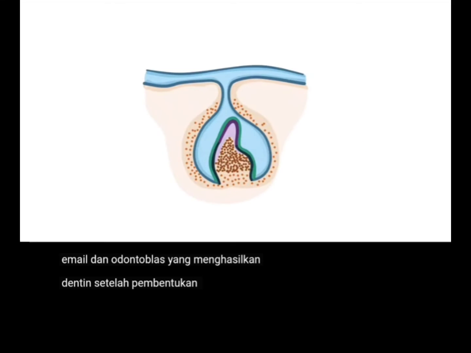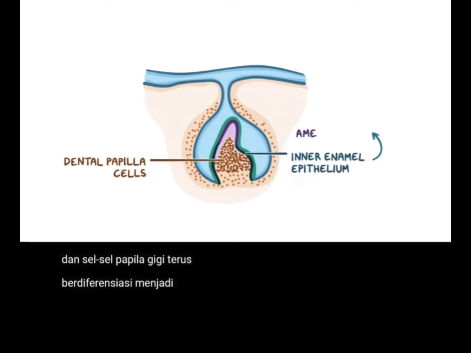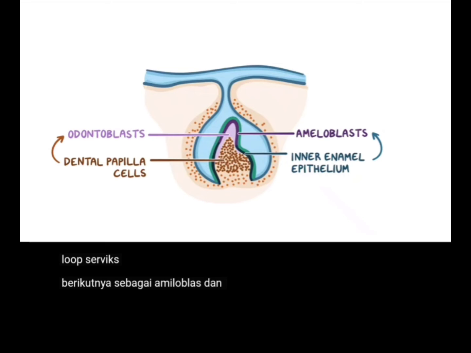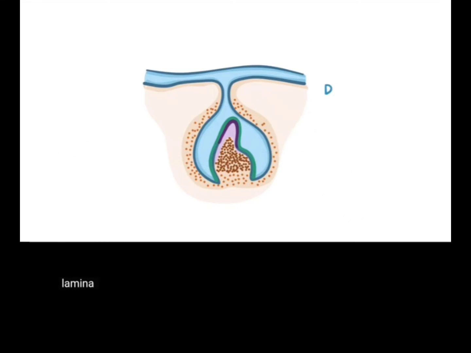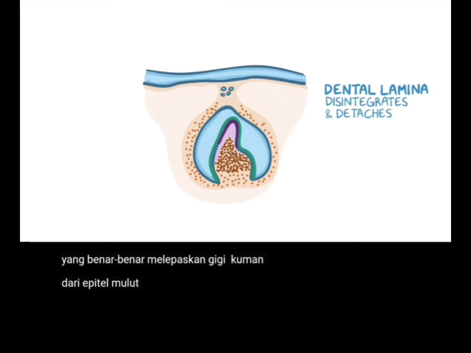Following cusp formation, the inner enamel epithelial cells and the dental papilla cells continue differentiating into ameloblasts and odontoblasts, respectively, down the slope of the cusp and up to the cervical loop. Next, as ameloblasts and odontoblasts continue to secrete the mineralized matrix, the dental lamina will disintegrate, which completely detaches the tooth germ from the oral epithelium.